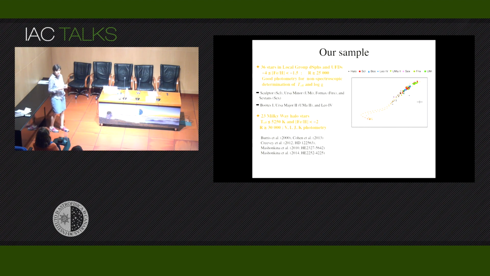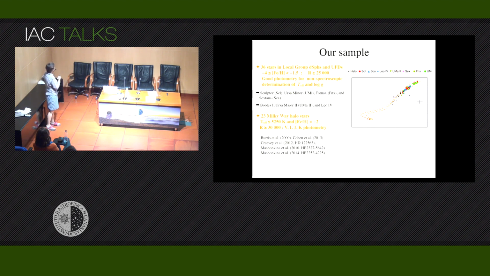And so we wanted to compare really what is comparable. So we took stars which are at the same position in terms of gravity and temperature, and the quality of the data should be the same as well. So we have 36 stars in the dwarf spheroidals, classical, which means the brightest of the dwarfs, and ultra-faint dwarfs. We focused on metal poor and very metal poor stars, down to -4. And we requested a high spectroscopic resolution, larger than 25,000, and good photometry to be able to derive the atmospheric parameters from photometry only.